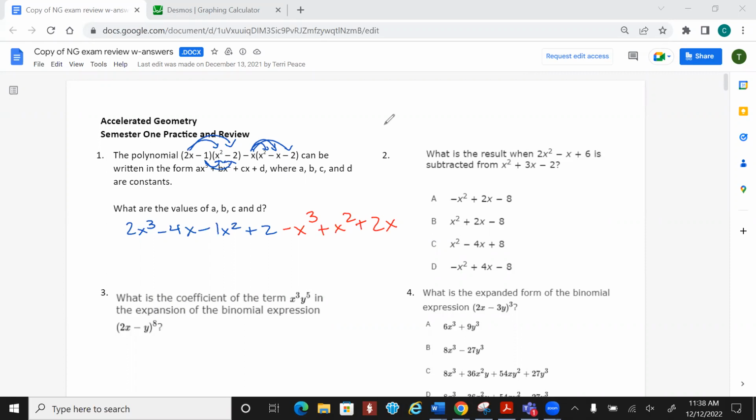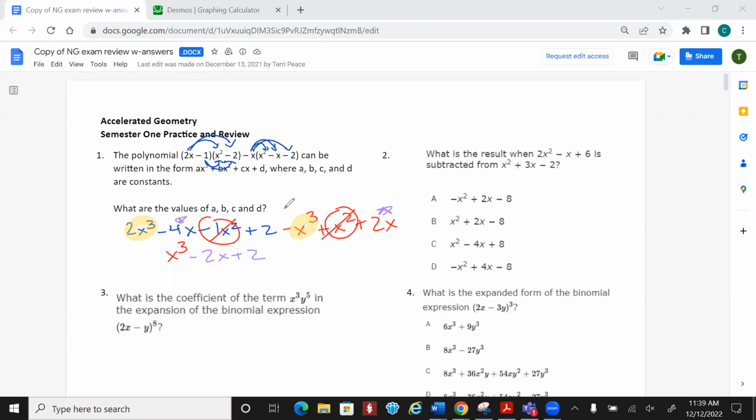And then back in algebra 1, your teacher was like, hey, you're going to combine like terms. So we've got a 2x cubed minus x cubed, and so that's going to give me x cubed. You've got a negative 1x squared plus x squared, so those are just going to cancel. And then we have a negative 4x plus 2x. That's going to give us the negative 2x. And then we got that plus 2 chilling.